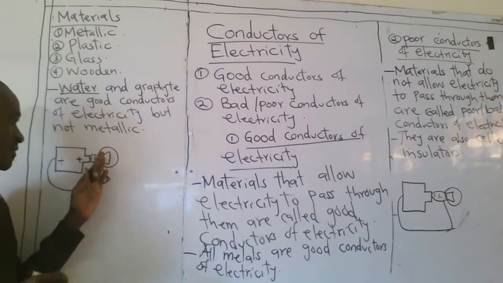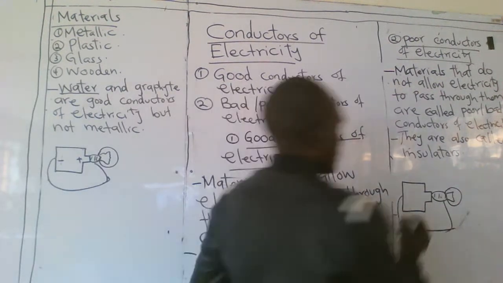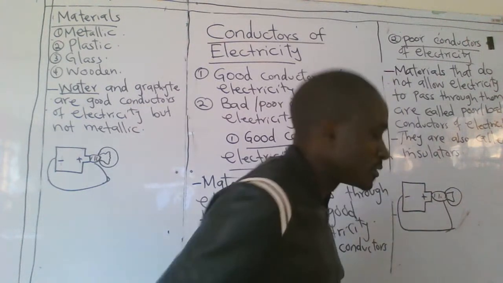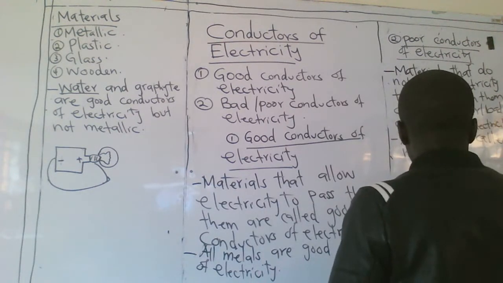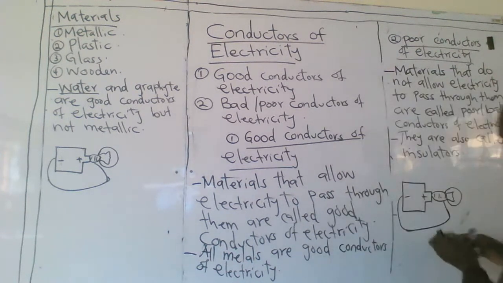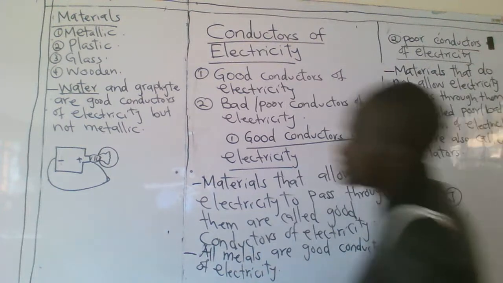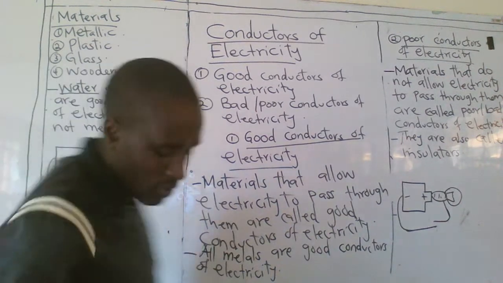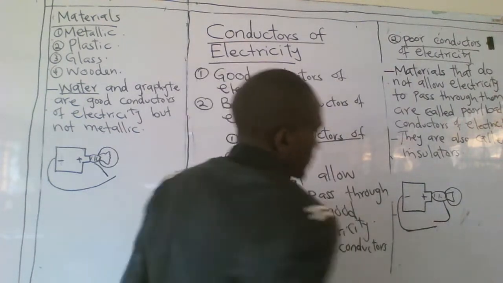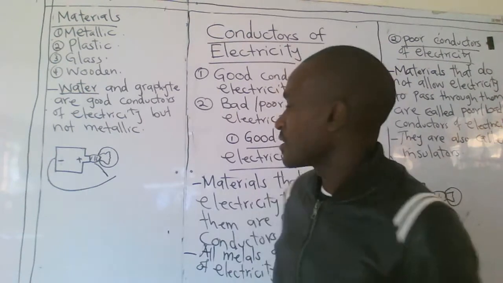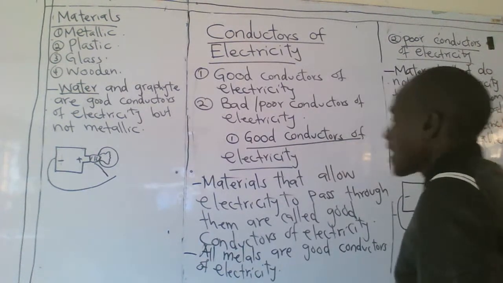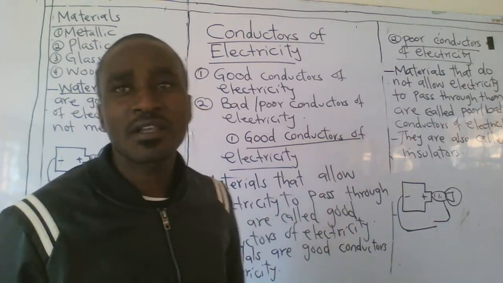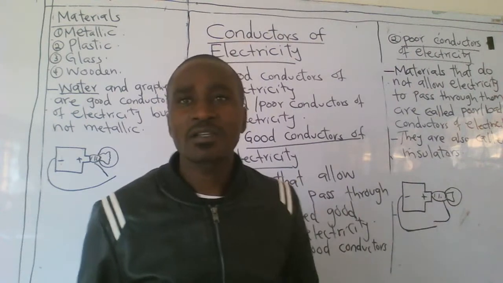We have the dry cell, our bulb, our wire, and the circuit is complete. So what you will do, you'll have a switch. Remember we said the work of the switch is to complete the circuit. At this point we'll have a switch, and also at this point we'll have a switch. We have made our simple electric circuits incomplete because we want to investigate whether these materials are good conductors of electricity or bad or poor conductors of electricity.